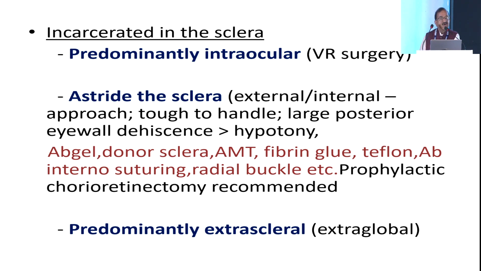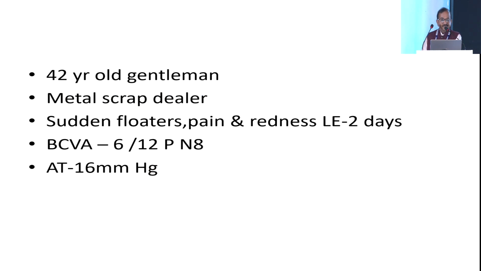There will very often be a large posterior eye wall dehiscence and the eye will be hypotonous. To deal with this posterior perforation site itself will be a task. Various things have been used to seal this large posterior opening, such as Healon, and many times a prophylactic chorioretinectomy is recommended in these cases. And the third category of foreign bodies in the coats could be predominantly extrascleral or extraglobal.